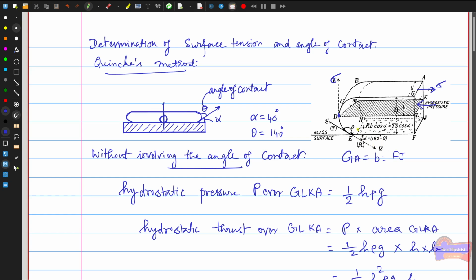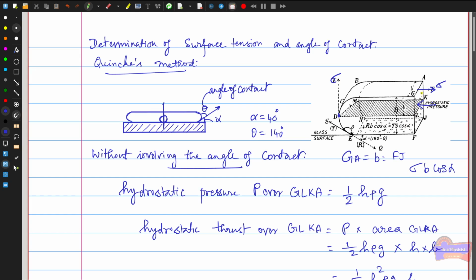If I split this force into vertical and horizontal components, the component is sigma times b into cos alpha, where alpha is the supplementary of the angle of contact for the given liquid and solid surface, which is also acting towards the right.